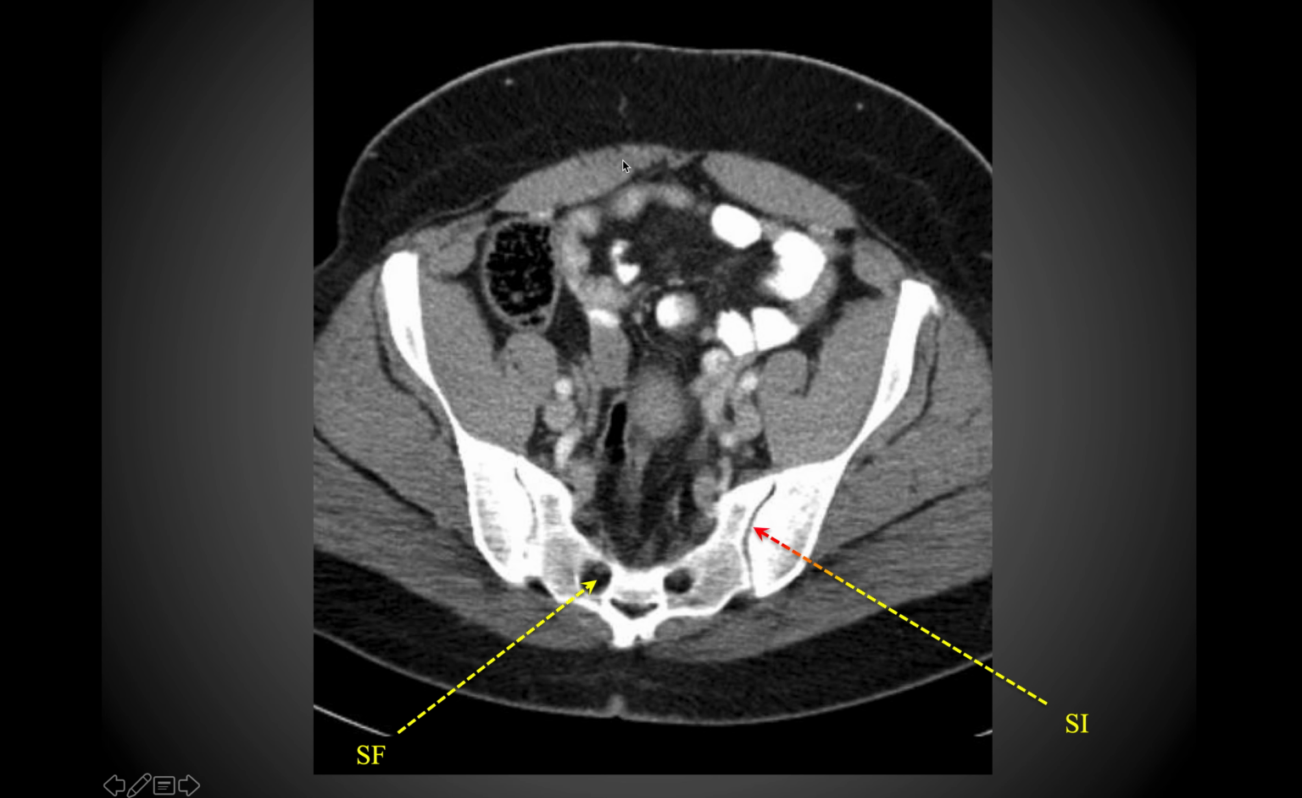You can also see the rectus abdominis muscles on either side of the midline there. So down here, we can appreciate the SI joint, so the sacroiliac joint in between the sacrum and the ilium. And then right here, these two holes are representing the sacral foramina within the sacrum itself.